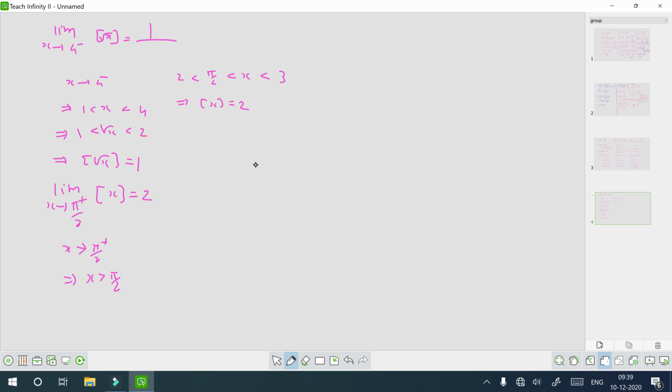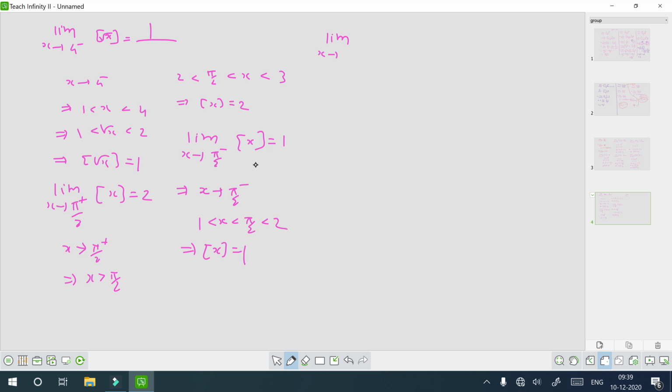2. Now if I take limit x tends to pi by 2 minus of this one, so what happens? This implies x tends to pi by 2 minus, x less than pi by 2, that is once again 1 point something, so that should be here 1. So what is this? Integer part of x is equal to 1. So that comes out 1. Clear?